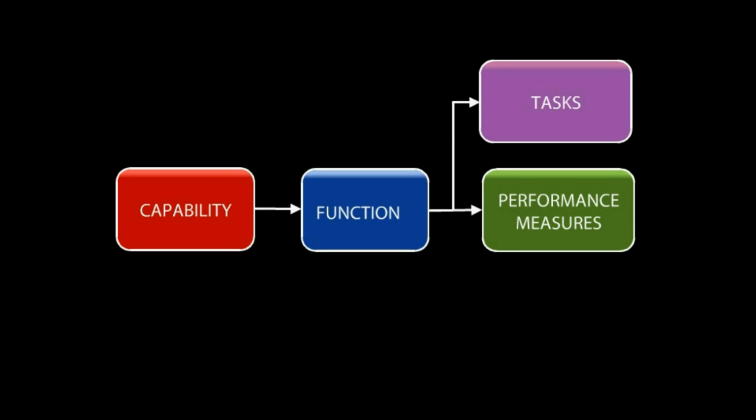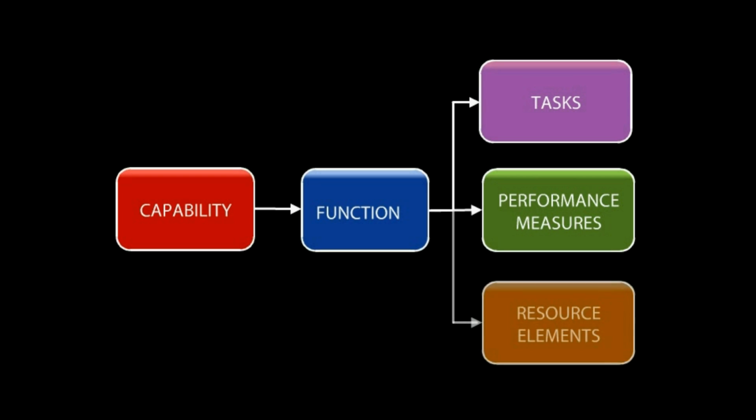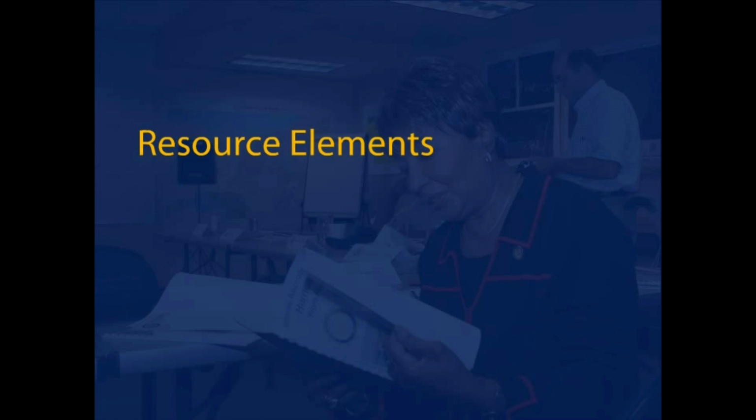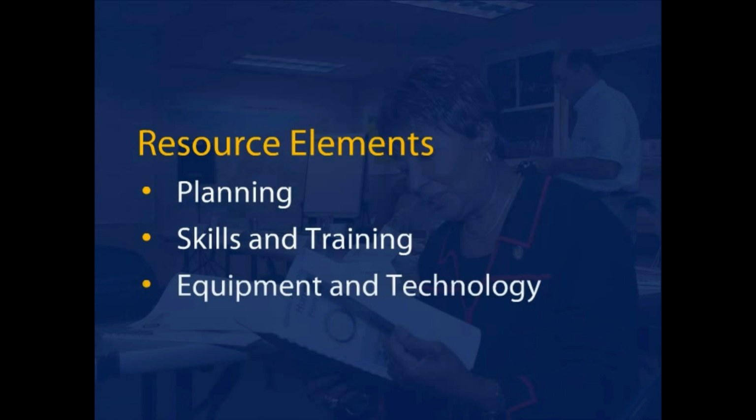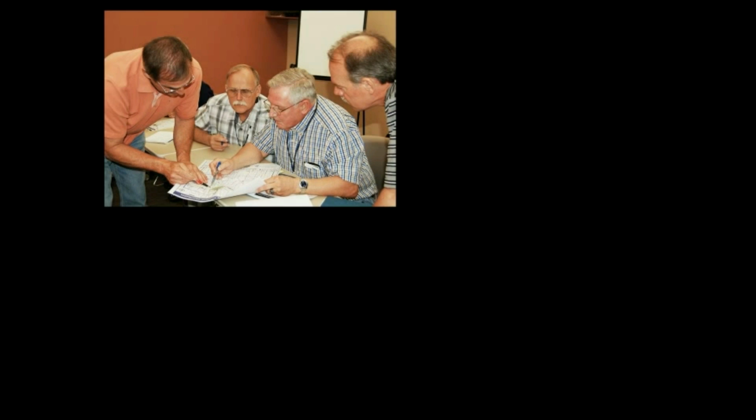Finally, to be able to do any or all functions and tasks, one needs resources. These are what a jurisdiction should have or have access to in order to successfully perform a function and the associated tasks. There are 3 types of resource elements: planning, skills and training, and equipment and technology. Planning. These include having standard operating procedures and emergency operations plans in place. They may include memoranda of understanding with partner agencies, or language which describes a public health agency's legal authority and role under a variety of emergency conditions.